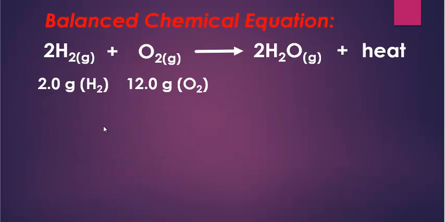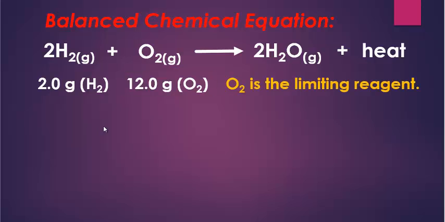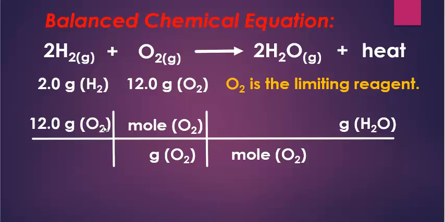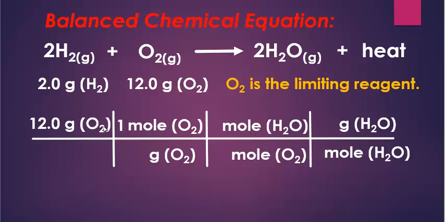So we have this 2.0 grams of hydrogen and 12.0 grams of oxygen. As the previous discussion has indicated, the 12.0 grams of oxygen gas is the limiting reagent. So we'll have to take the amount for the oxygen gas to calculate the amount of water in grams that will be produced. Very similar stoichiometric calculation: grams of oxygen to the bottom, mole of oxygen to the top, mole of oxygen gas to the mole of water, and then mole of water to grams of water.